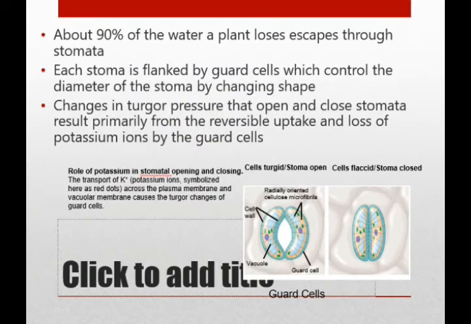About 90% of the water a plant loses escapes through stomata. Each stoma is flanked by guard cells, which control the diameter of the stoma by changing shape. Changes in turgor pressure that open and close stomata result primarily from the reversible uptake and loss of potassium ions in the guard cells. So, transport of potassium ions across the plasma membrane and vacuolar membrane causes the turgor changes of the guard cells.